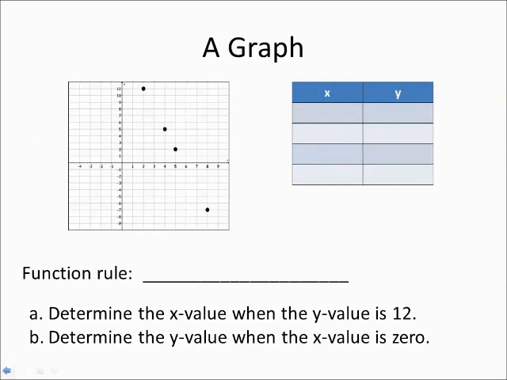All right, now let's look at a graph, because we can get it from a graph as well. So here we've got a graph. Now I still have my table. What do you think is going to go on the table? I'm still waiting for you to answer. What do you think is going to go on the table? Okay, so the points are going to go on the table because that's your x and y value.